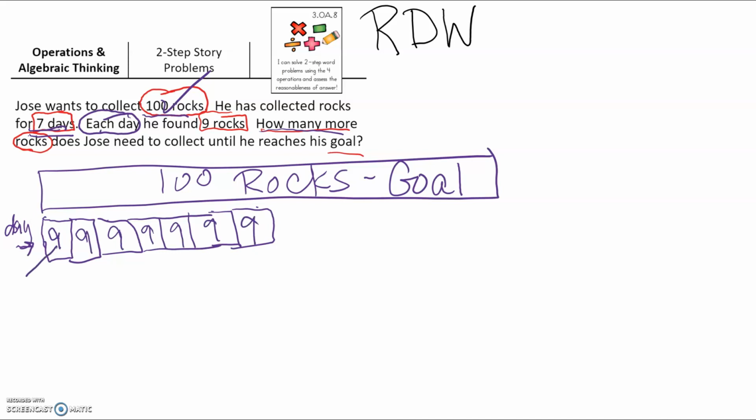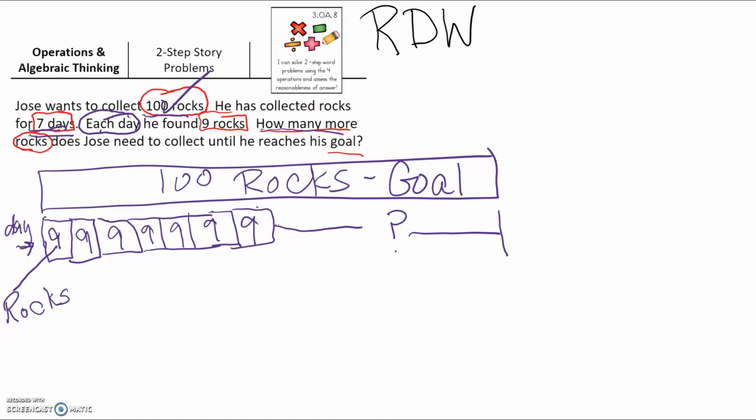And again, I want to know what that 9 means. That 9 means those are the rocks he collected each day. So I like to label it. And it looks like he doesn't have enough rocks. So we don't know how many rocks he needs to get to 100.